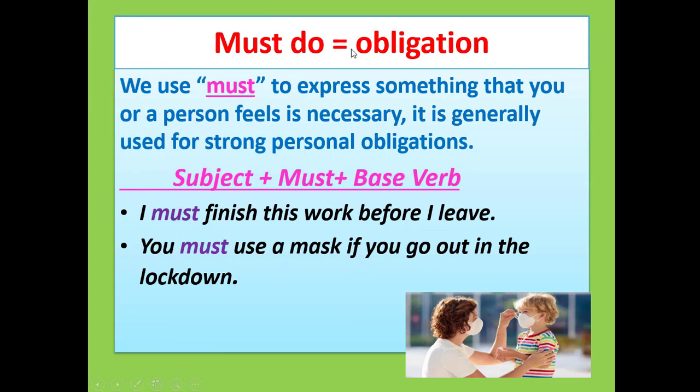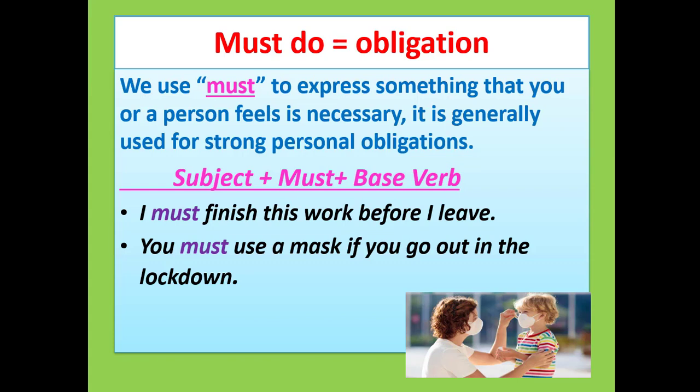Must do something. It's obligation. So we must. Here we use must to express something that you or another person feels is necessary. It's generally used for strong personal obligation. So how can I differentiate here between must and have to? Must is used mostly to talk about the feelings and the wishes of the speaker.